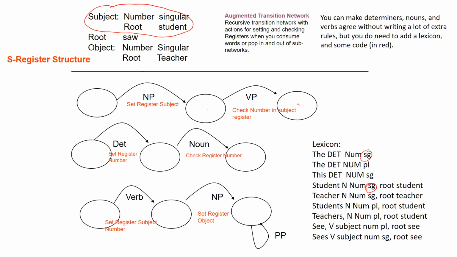And now they say, here we are right next to each other. Let's check. Sees requires a singular subject. The subject is singular. We're good. So this is what Bill Woods invented, and it was called an augmented transition network.